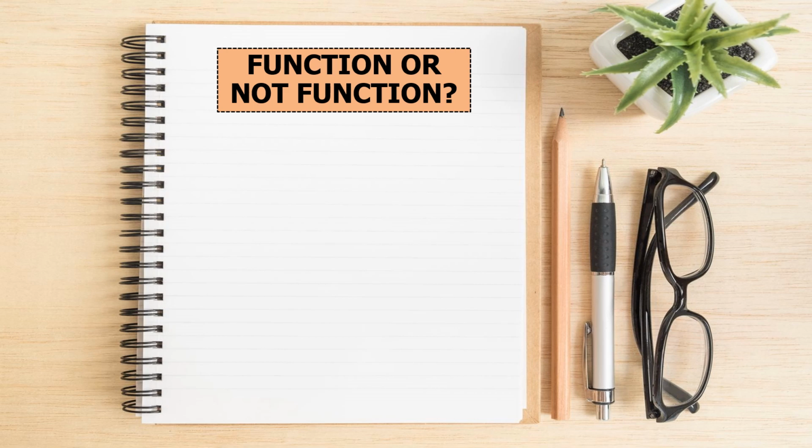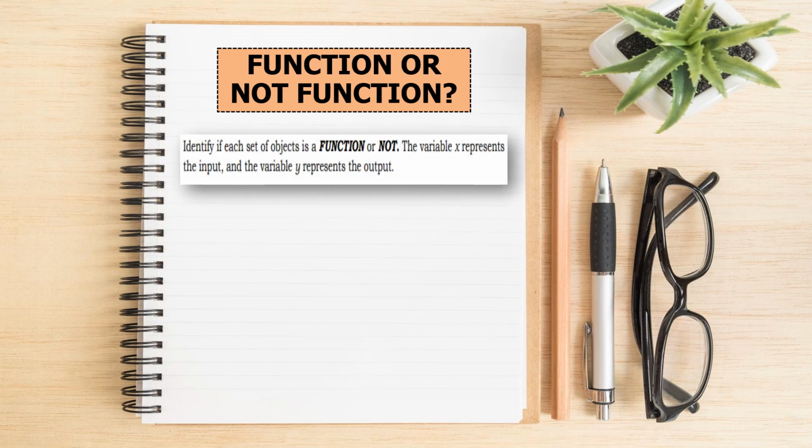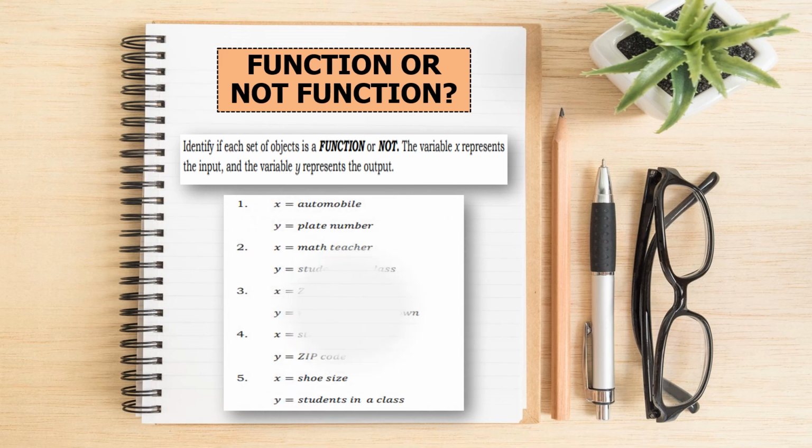Let us have this activity. Function or not function. Identify if each set of objects is a function or not. The variable x represents the input and the variable y represents the output. First, automobile to plate number. It is a one-to-one correspondence, then it is a function. Every automobile has a unique plate number.